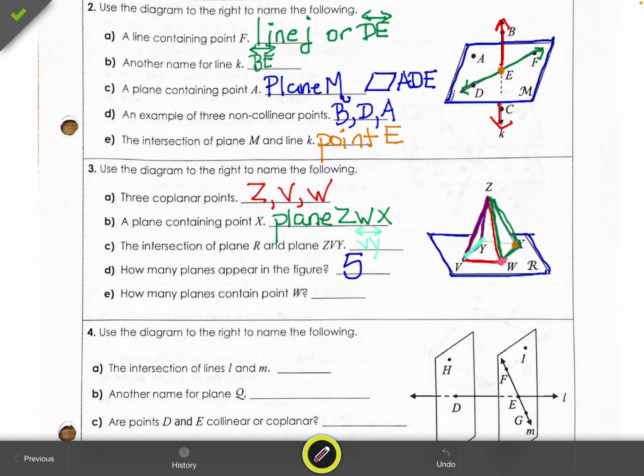So hopefully what you recognize is point W is part of this side right here. So that would be one plane. It's also part of this right here. It's the bottom corner of that. So that would be 2 planes. And here's the one people miss a lot. It's actually on this blue plane too. Okay. So that is 3.